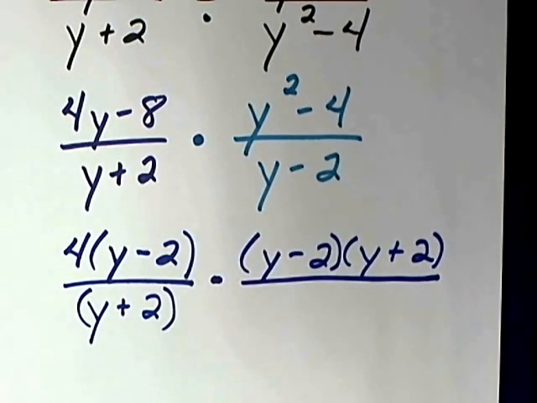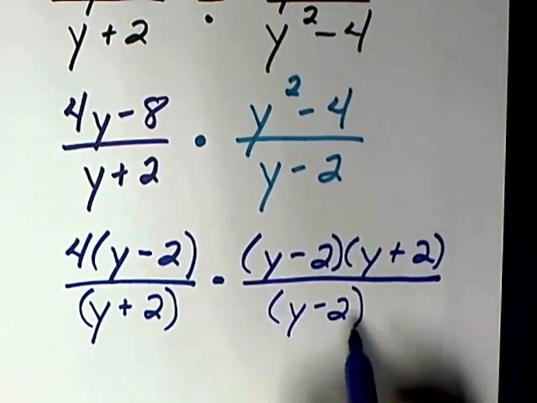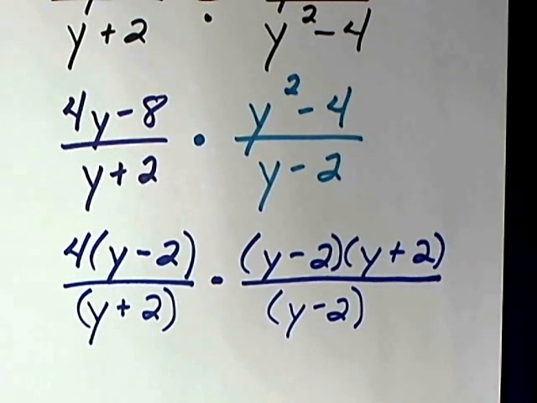On the bottom, I have y minus 2. Once again, no greatest common factor, and y is to the first power, so I can't do anything else with that. But that entire entity is one factor, so I want to put parentheses around it to remind myself I cancel all of it or none of it.